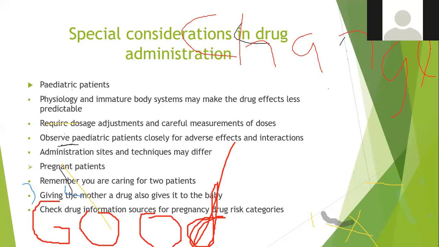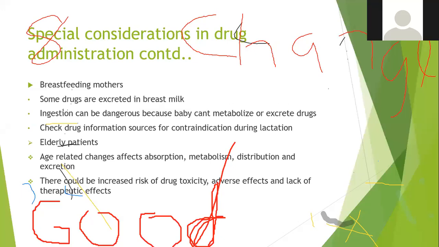Another set of people that you have to consider when you're administering your drug are pregnant patients. When you see a pregnant woman, bear it in mind that you are caring for two patients, both the mother and the fetus. Always know that the drug that you give to the mother means that you are also giving the same drug to the baby. So when you see pregnant patients, you have to check drug information sources for pregnancy drug risk categories. Another set of people you have to consider are the breastfeeding, lactating mothers. Some drugs are excreted in breast milk. Also, ingestion of drugs can be dangerous because the baby may not be able to metabolize or excrete these drugs. You have to check drug information sources for contraindications during lactation.